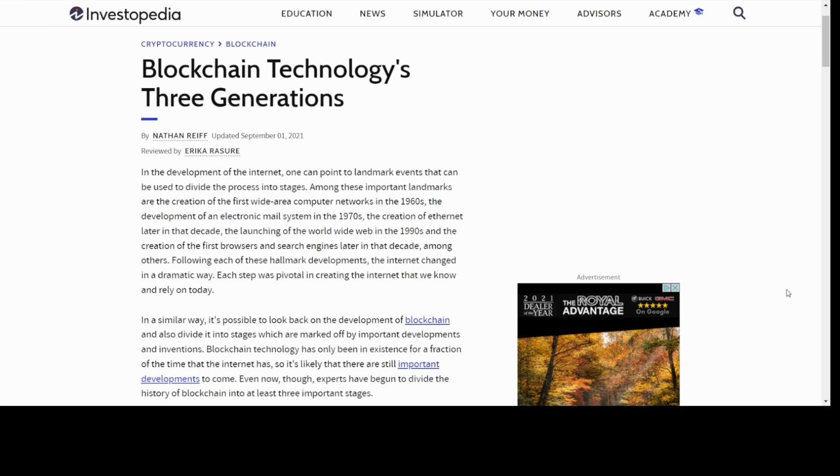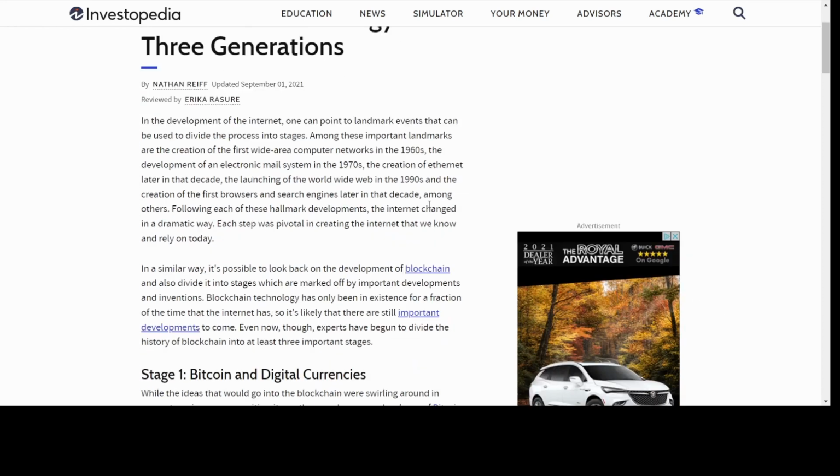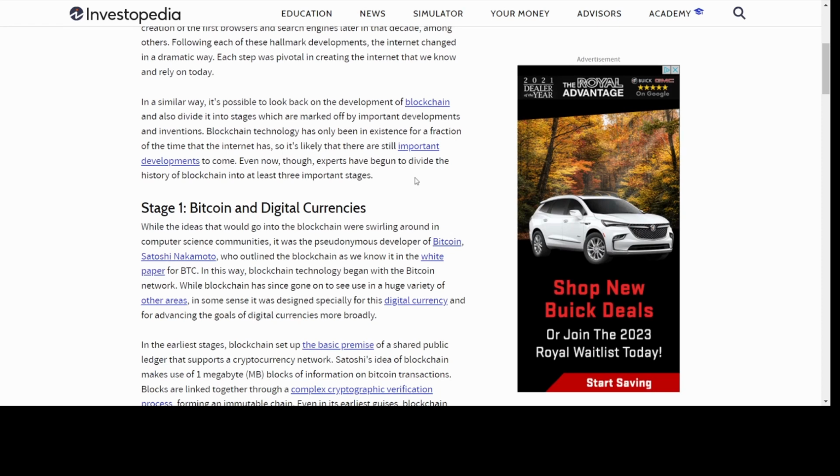Today I want to talk about the different generation cryptocurrency networks, starting with the early stage ones to the ones that we're more familiar with today. Alright, so let's get into it. So I have an article from Investopedia, and the way that they categorize the different generations of cryptocurrency networks.